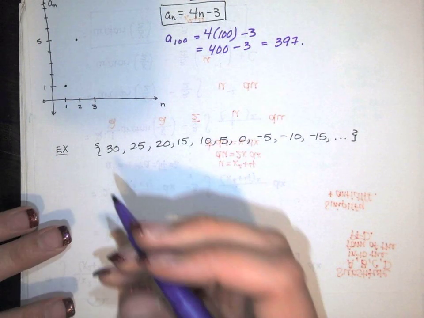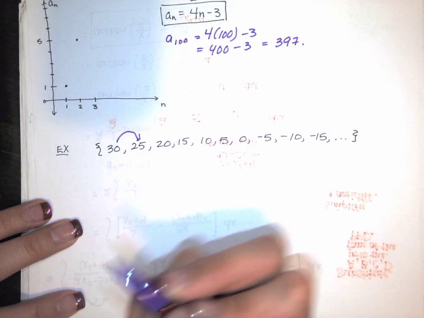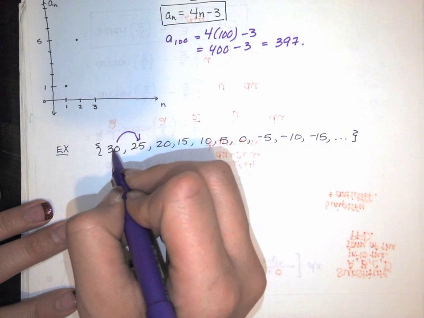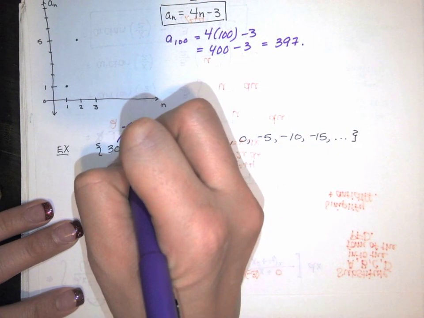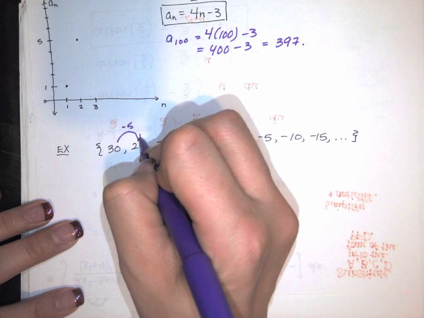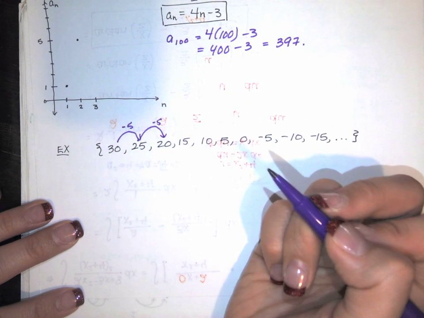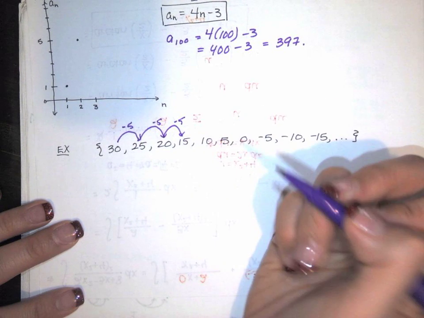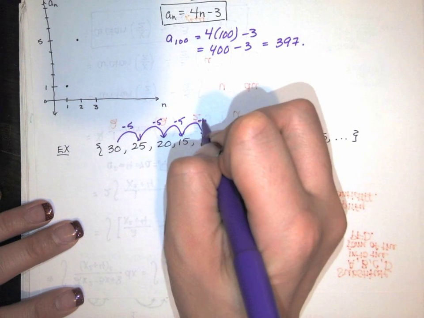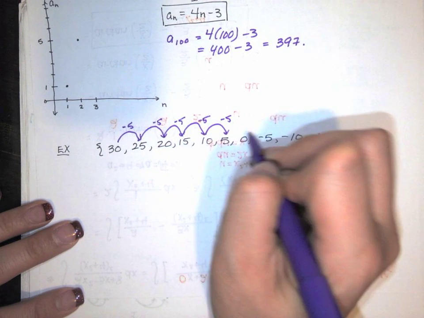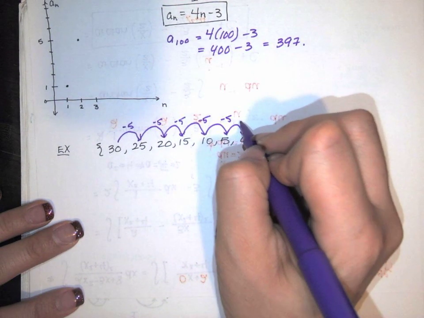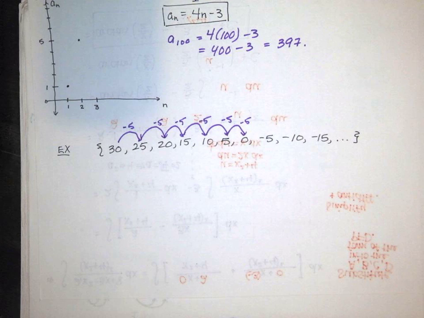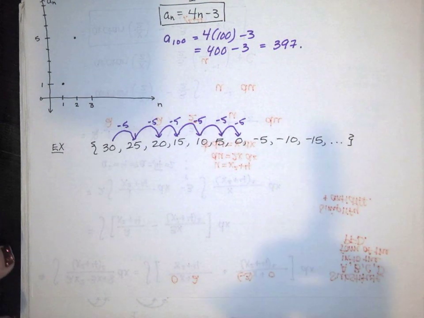Now ask yourself, can I add or subtract the same thing to get from term to term? Well, let's see. What do I do to get from 30 to 25? Subtract 5. If I subtract 5 from 25, do I get 20? Yes. If I subtract 5 from 20, do I get 15? Yes. 15 to 10? Yes. Awesome. And then subtract 5 again, and subtract 5 again, and subtract 5 again. So every time we're subtracting 5.